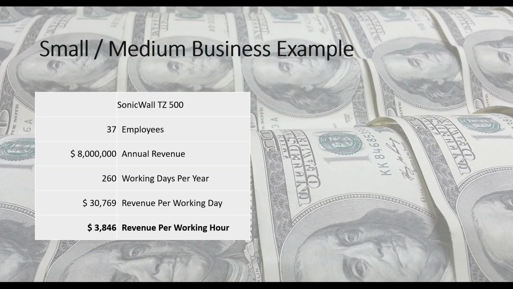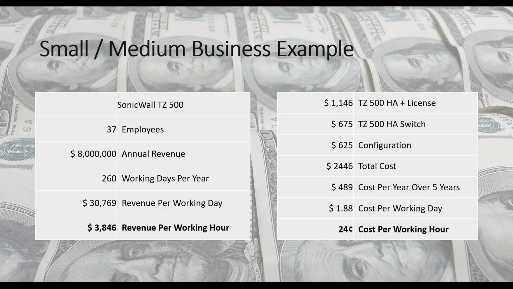So if that's the story I'm working with, my question is, what's it going to cost me to protect this business? A high availability redundant setup for the TZ500 looks like this. You get a high availability appliance and the license. You get a switch for the high availability setup. You have our team of engineers configure the whole thing for you. That puts you at a total cost of just shy of $2,500. If we break that down and amortize it over 5 years, which is a typical lifespan, you're at just shy of $500 per year.